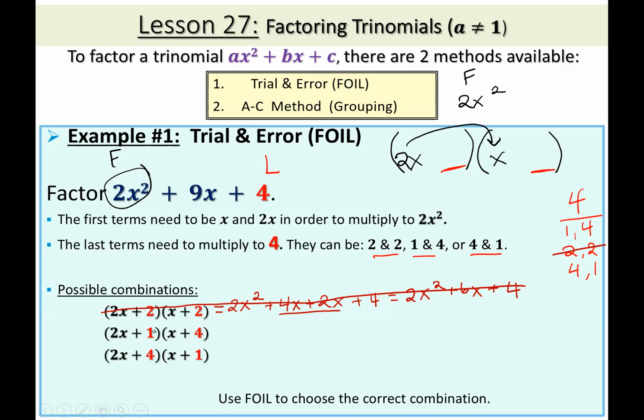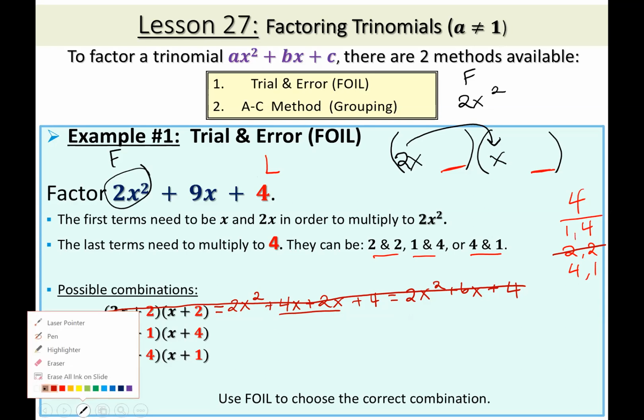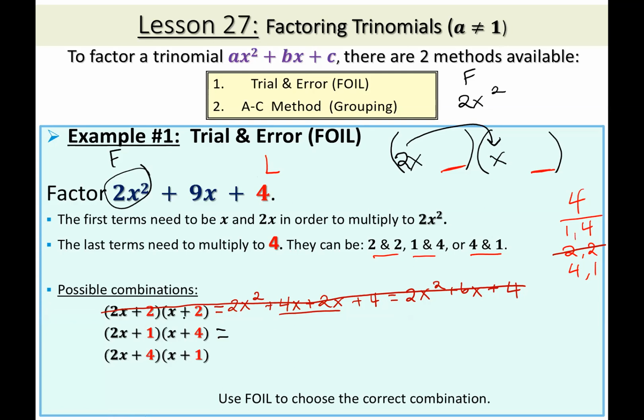Now let's try the next combination. So we'll try putting a +1 and a +4. So we're trying 2x + 1 times x + 4. Once again, let's check this by doing that FOIL process. 2x times x, that's 2x squared. 2x times 4, that's 8x. 1 times x is 1x, or you can just write x. And then 1 times 4 is 4. So I have 2x squared plus 8x plus x, or 1x, and then plus 4. When I combine those middle terms, positive 8x plus 1x is positive 9x.